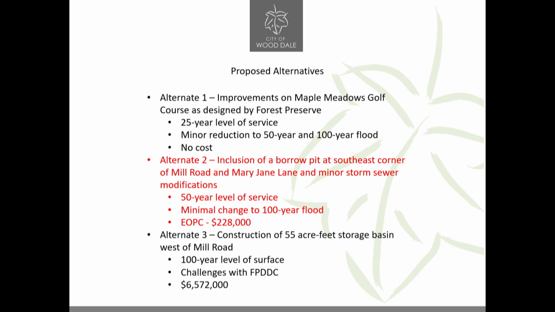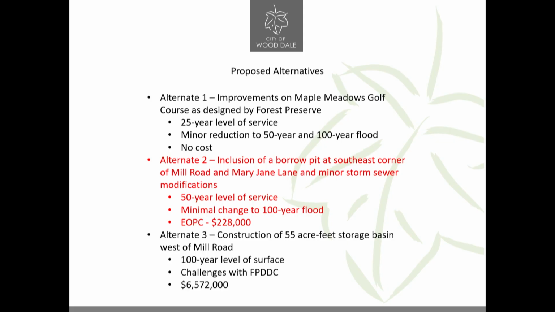Alternate 2 would be the inclusion of some added detention volume on their property there, about 1.9 acre-feet of storage, as well as some minor storm sewer improvements at the corner of Mary Jane and Mill and along Mary Jane Lane as well. That would provide a 50-year level of service. There was minimal change to the 100-year event. We would still see flooding during a 100-year storm, which would be the same all over town for plenty of areas. The estimate of probable cost for this is relatively small compared to the benefit. It's $228,000, and that's why it's the recommended alternate. That's why I highlighted it in red.